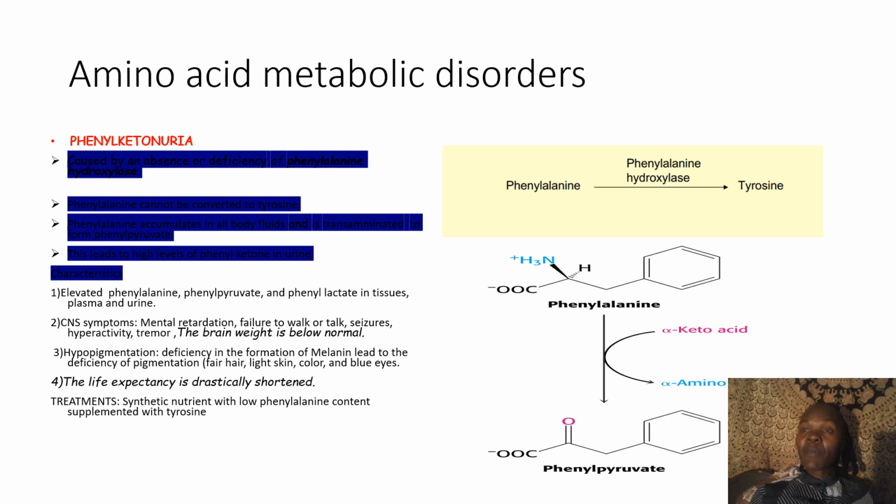If you look at the structure of pyruvate, it is COO minus, but then the second carbon is C double bond O, and then CH3 down here. It's 3 carbons. So the presence of that keto, the second carbon, if you look at phenyllactate, there is a high level of phenylalanine because it has not been converted to tyrosine. There is transamination, formation of phenylpyruvate and phenyllactate in the tissues, plasma, as well as urine.